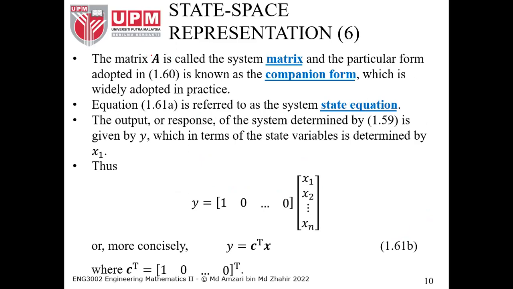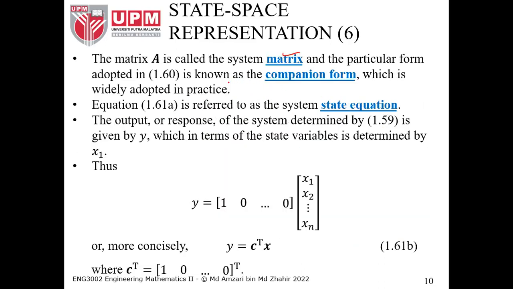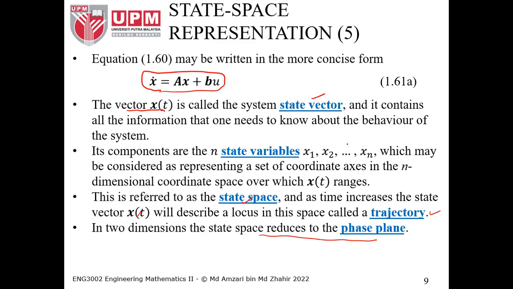We have the matrix A, which is called the system matrix, in equation 1.60. It is known as a companion form, which is adopted in practice. Equation 1.61 refers to the system state equations, and 1.61a is the state equation.